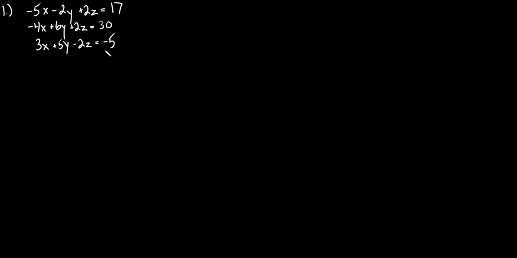Now, when we solve three variable systems using elimination, what we need to do is pick a single variable and eliminate that variable twice using two different sets of equations. So in this particular system, it looks like it's going to be fairly easy to cancel out the z's, to eliminate the z's, because I have a positive 2z and a negative 2z. So I'm going to go ahead and focus on canceling out the z's.